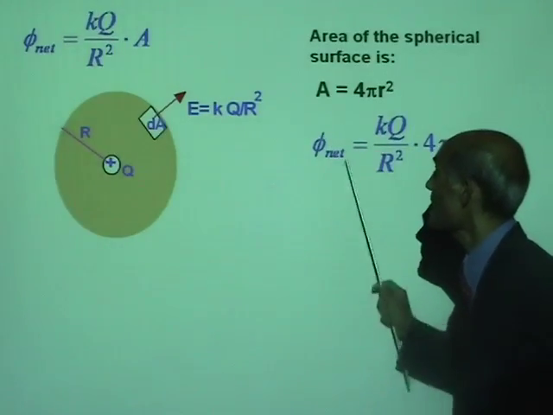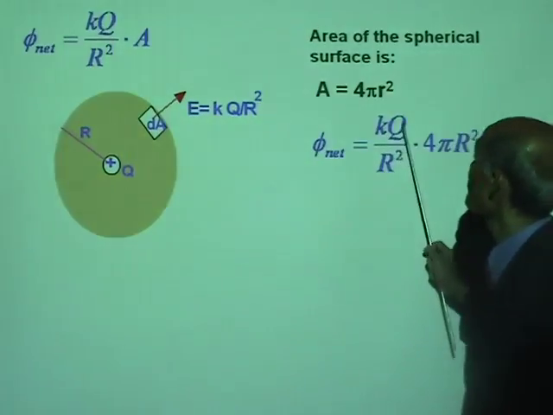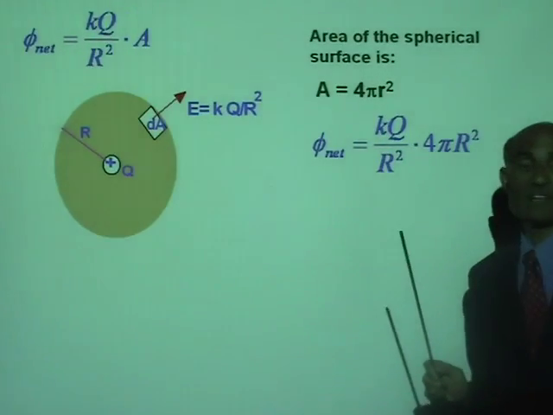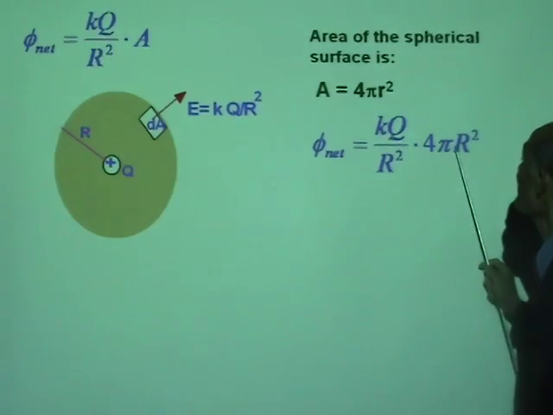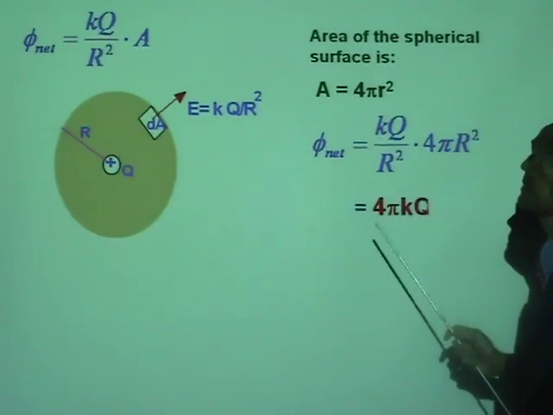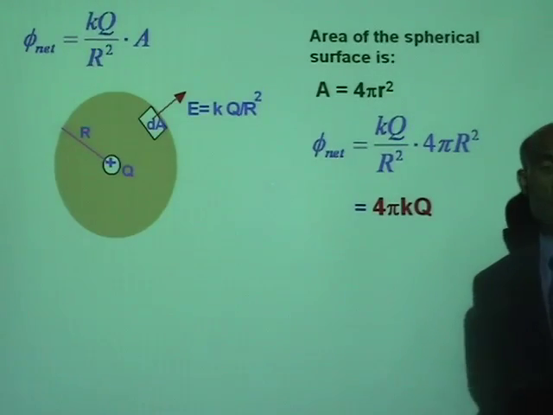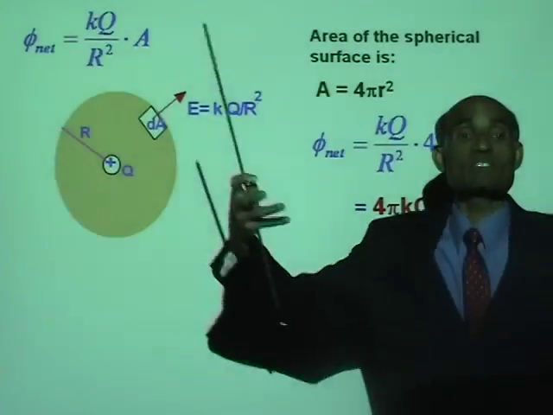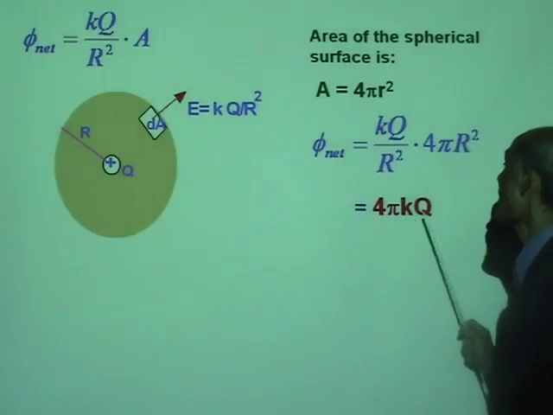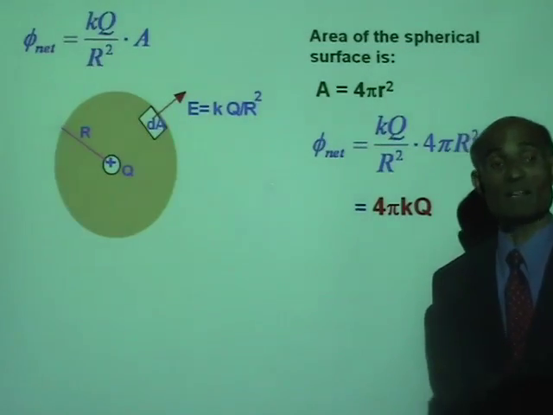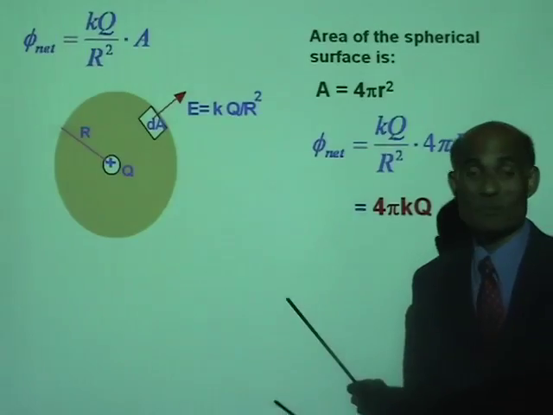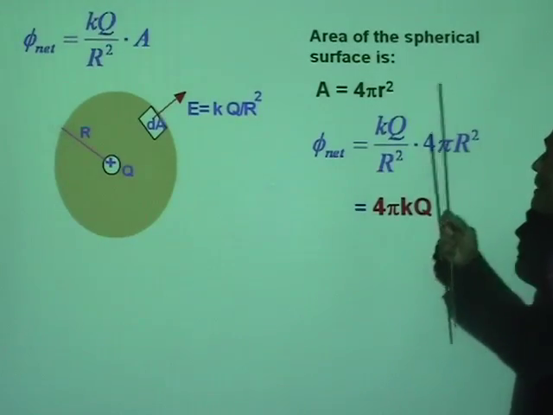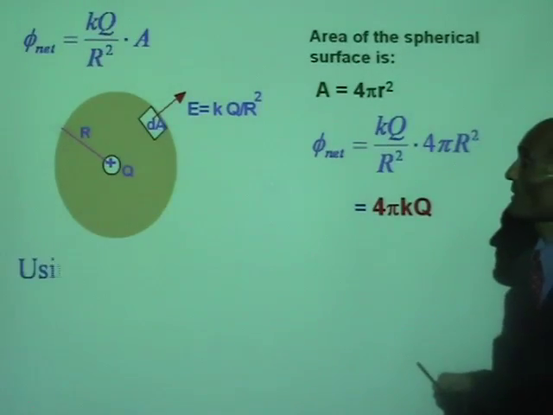So phi net, the net flux leaving the spherical surface, will then be kq over r squared times 4 pi r squared. And you can see r squared and r squared cancel. That gives us 4 pi kq. Very important relation. The net flux leaving a spherical surface is 4 pi kq. In fact, this can be used as an expression for the net flux leaving any surface. You can see it is independent of the radius. The radius simply cancels.